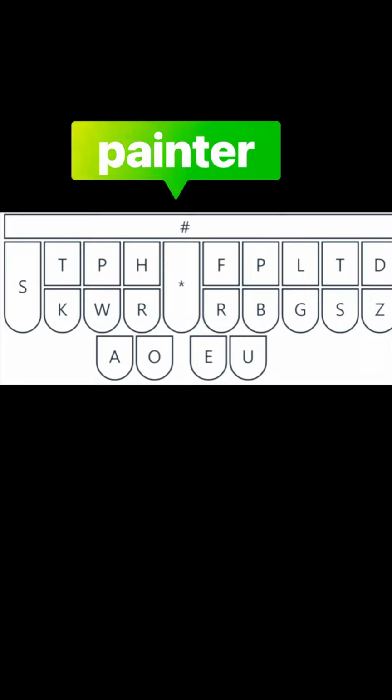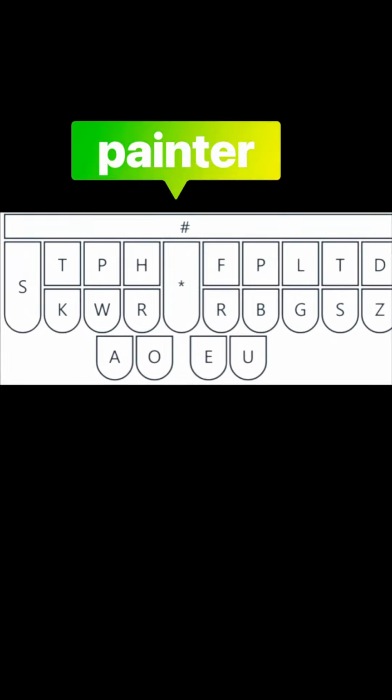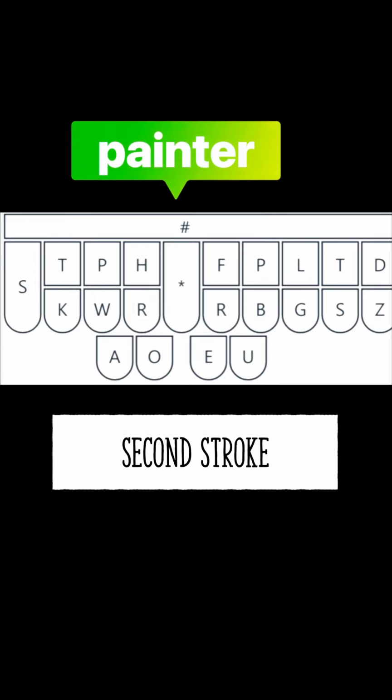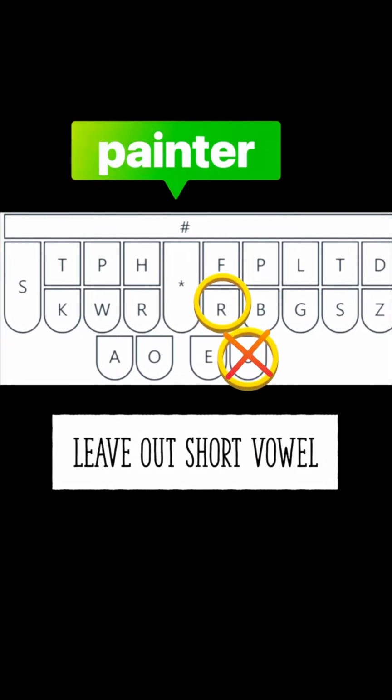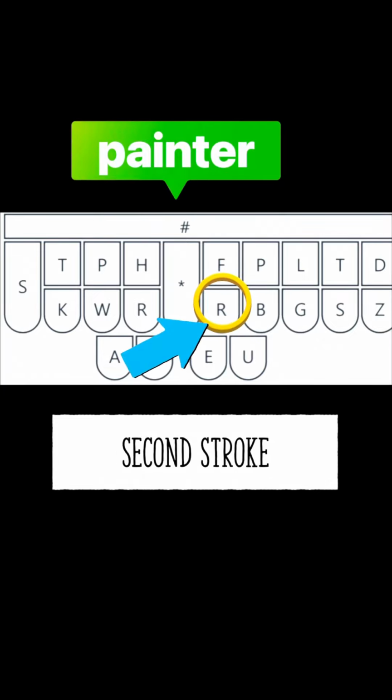The word painter would be written P, long A, N, T, because the first stroke is written just the way you've already learned. And then the second stroke sounds like "er." That would usually be U, final R. But our rule is to leave out the short vowel sound before a final side consonant, so the second stroke will just be final R.